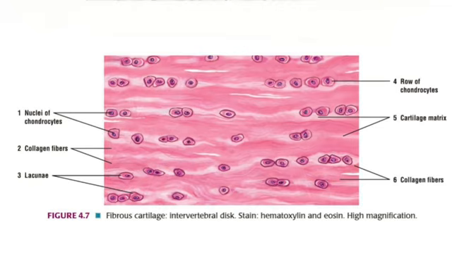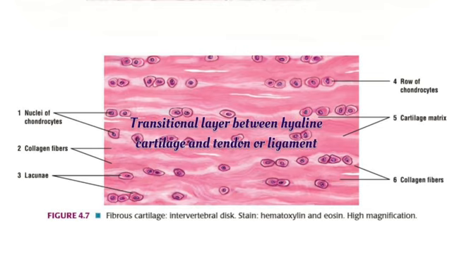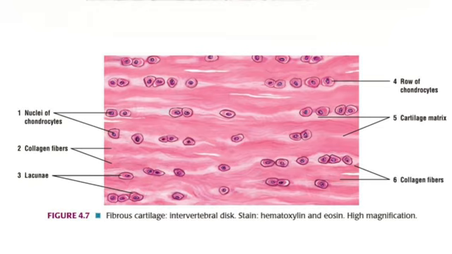There is generally the absence of perichondrium in case of fibrocartilage. This is because the fibrocartilage generally forms a transitional area between the hyaline cartilage and the tendon or ligament. So, a surrounding covering of perichondrium is not needed here.